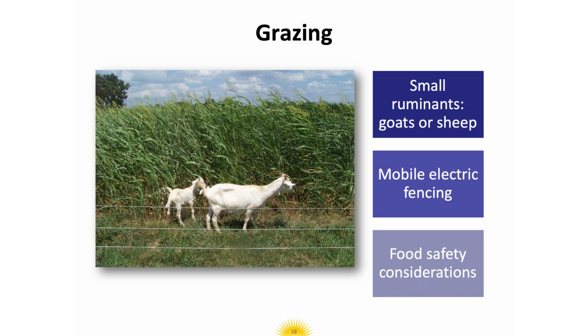Grazing is another option. Most people don't think about this, but if you have small ruminants, sheep, goats, this is a great option to be able to mow down, graze down your cover crop before incorporating it.